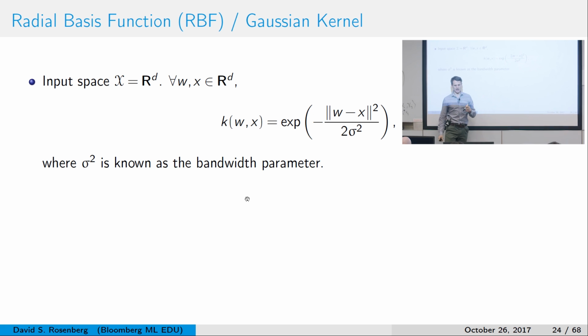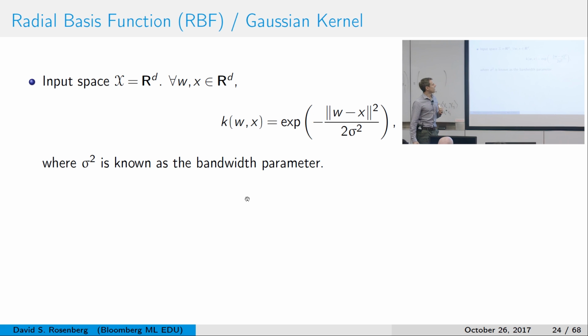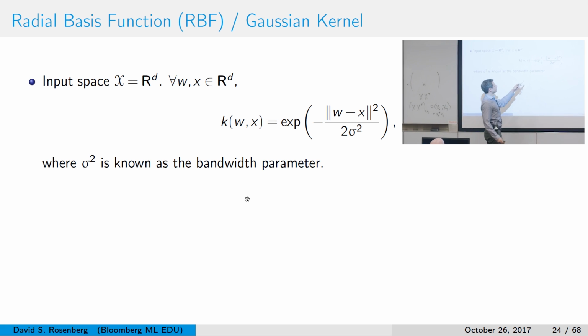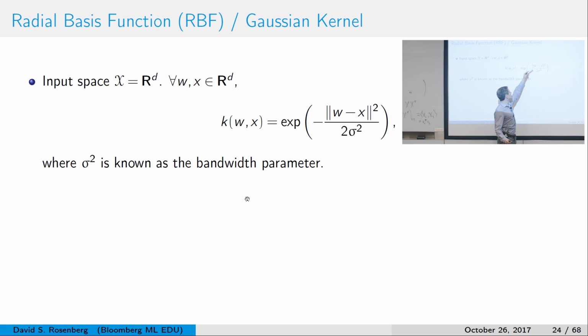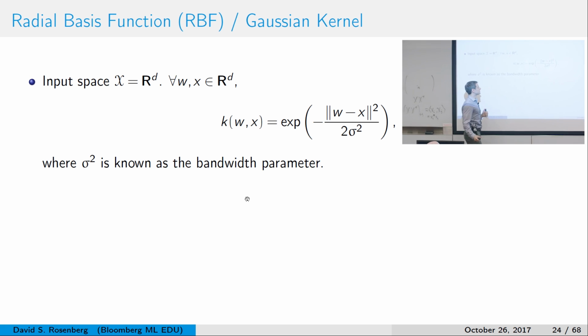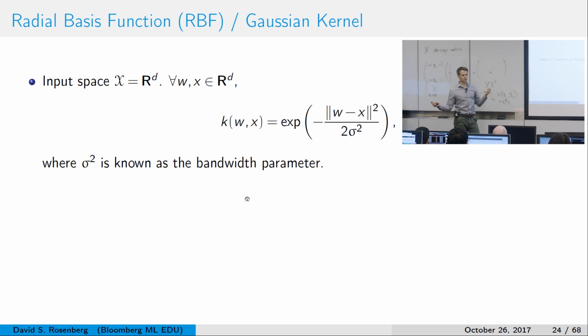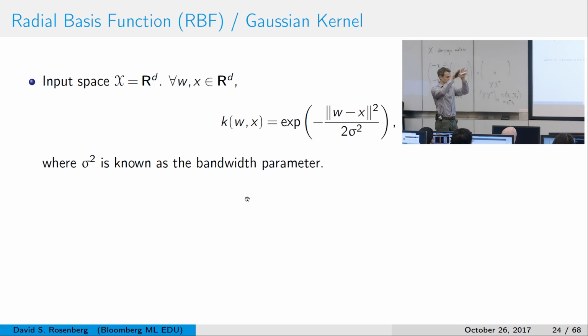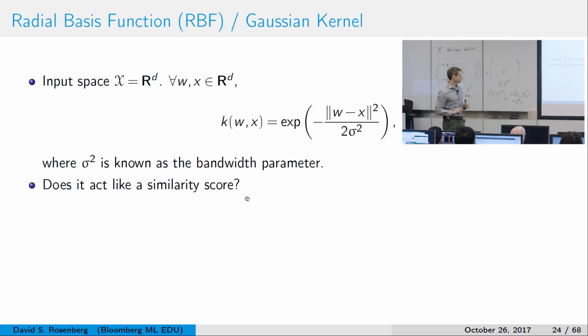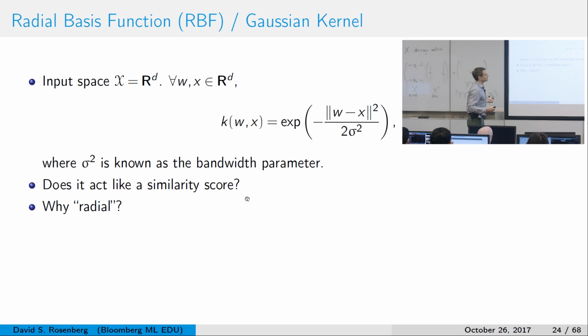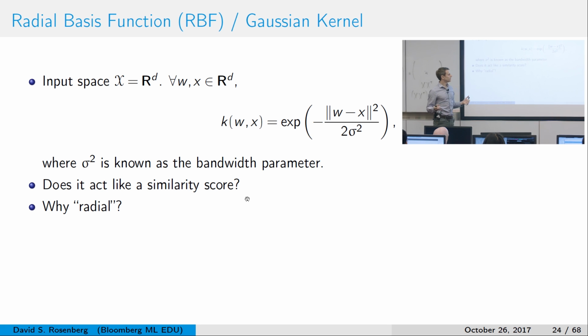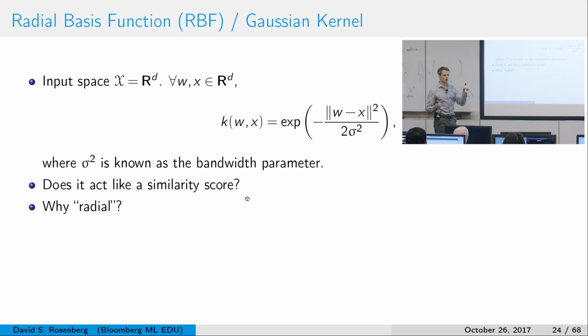So what happens when w and x are equal? It's 1. And if w and x are very far apart, then this norm is large. E to the negative something large is very small. This thing goes towards 0. So at least for w and x very far apart, that's close to 0. And when they're equal, it's 1. So roughly speaking, it corresponds to our intuition of what a similarity measure would be. And why is it radial? Well, it's certainly independent of orientation. If you fix a w, then all the x's at the same distance have the same similarity score, kernel score.